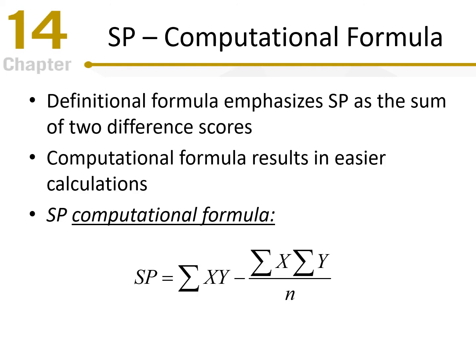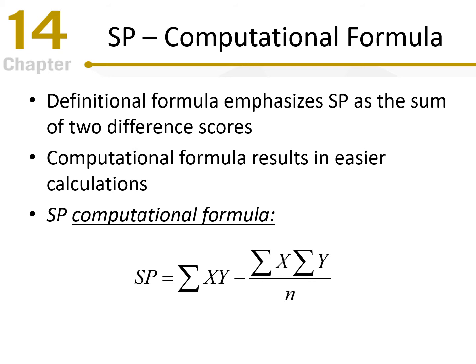The computational formula for this could be a little bit easier, especially if your means are not whole numbers. So if your means are decimals, then this is probably the way to go. If your mean is a whole number, then the previous example is most likely going to be easier to compute. But this is the alternative formula, the computational formula, for the sum of the products of the deviations.